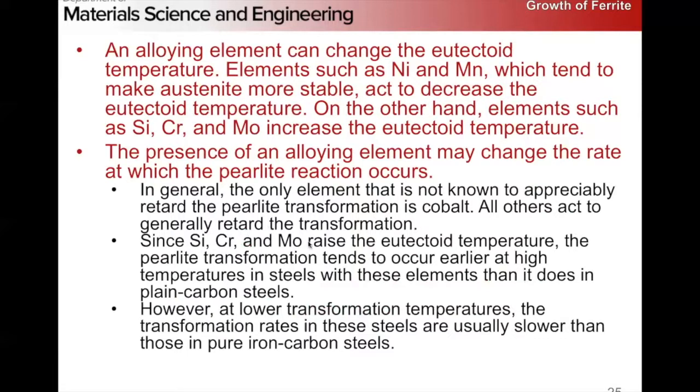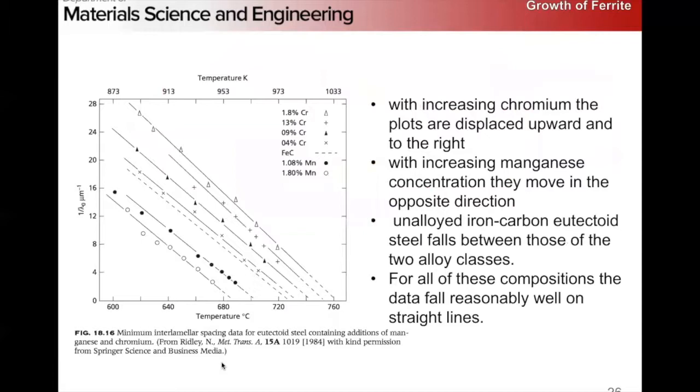Silicon, chromium, and molybdenum raise the eutectoid temperature. The pearlite transformation tends to occur earlier at high temperatures in steels with these elements more than it does in plain carbon steels. Remember, the plain carbon steels will also have just a little bit of manganese in them. At lower temperatures, though, the transformation rates in alloy steels tend to be slower than those in pure iron steels.